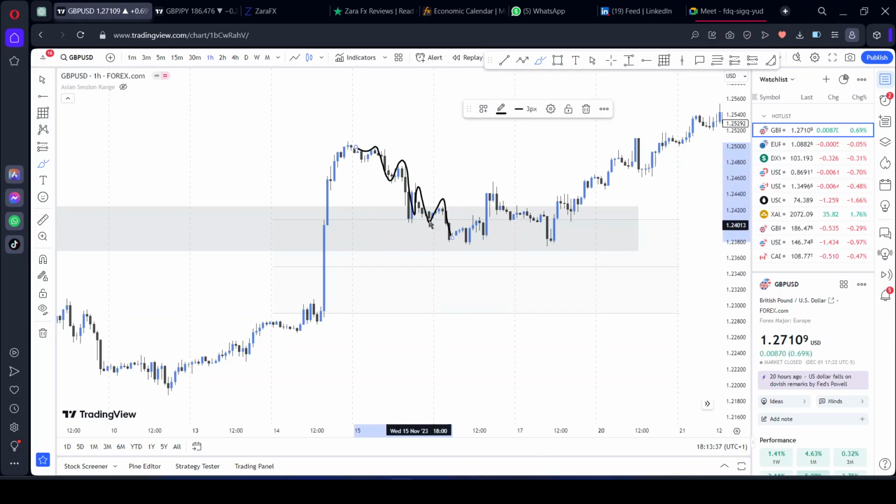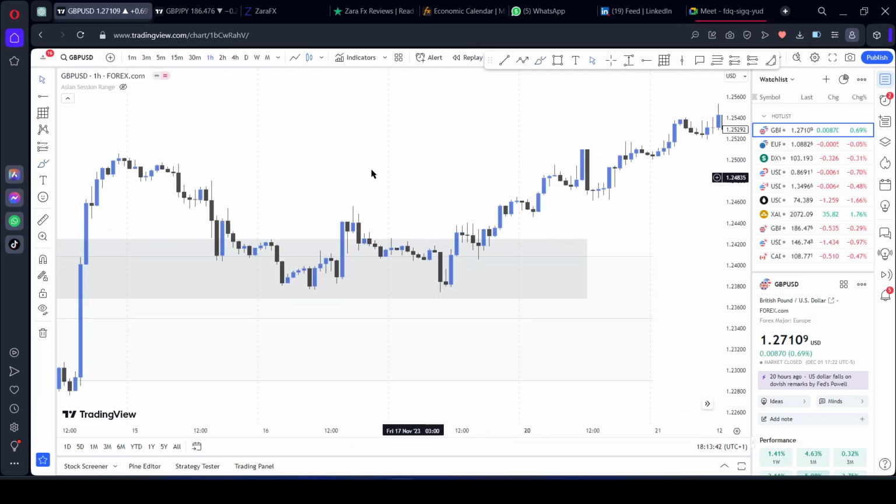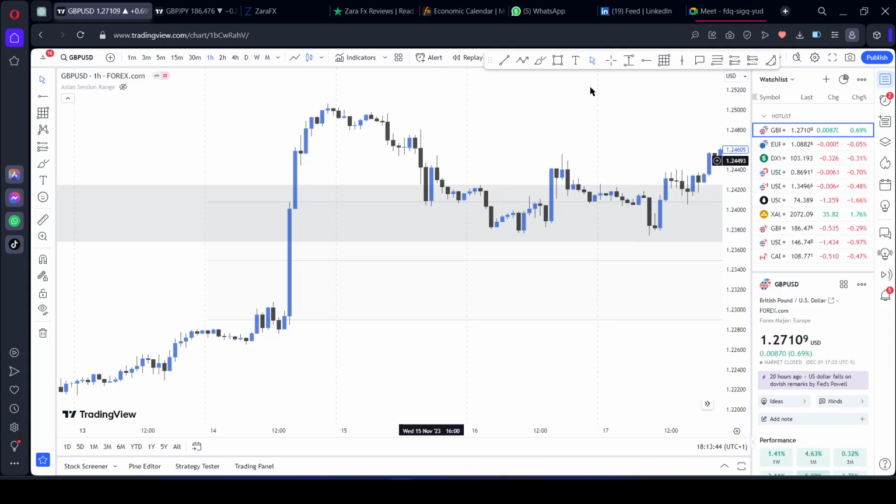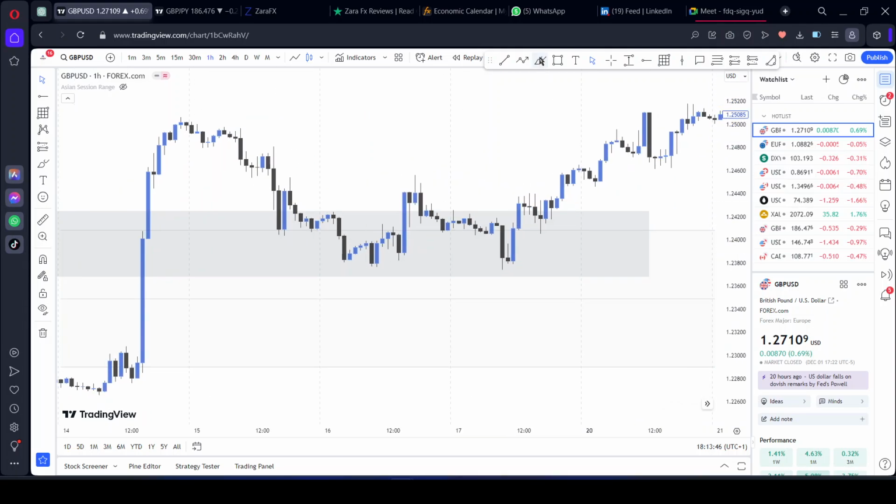Can you see that structure? Yes. So what I'll just be patiently waiting for is for price to break these structures that are forming. So the moment we broke this high, we have a high here. Upon the retest, we can actually start looking for a buy.